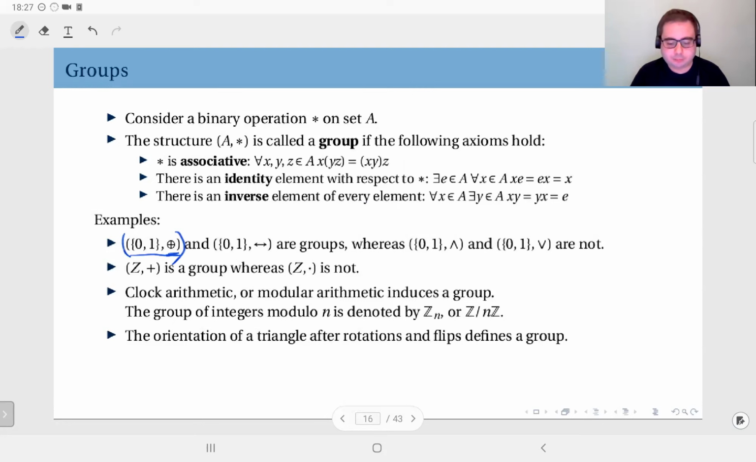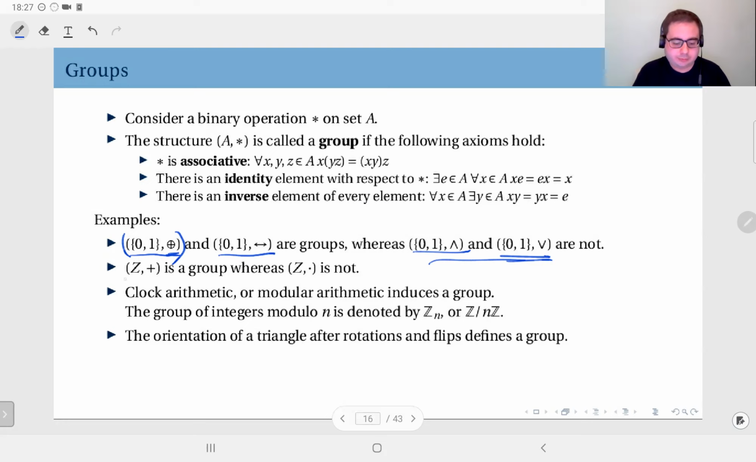But be careful, this one is not a group. This one is again a group with the operation biconditional, but this one with AND is not a group. You can see by looking at the axioms why these two are not groups. It's not that difficult. I leave that to you.